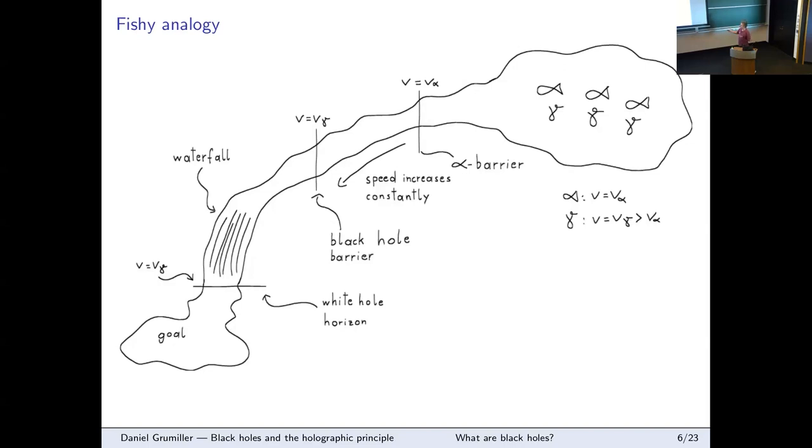Now, interestingly, it's not physically a membrane. So a fish that just floats here will not notice that they have passed this point of no return. They will just pass through and no drama happens. But still, a fish that is swimming through is doomed, because no matter what the fish does, after some time, the fish will end up close to the waterfall, and that may be unpleasant. There might be strong currents or eddies or whatever, and eventually the fish falls down the waterfall.